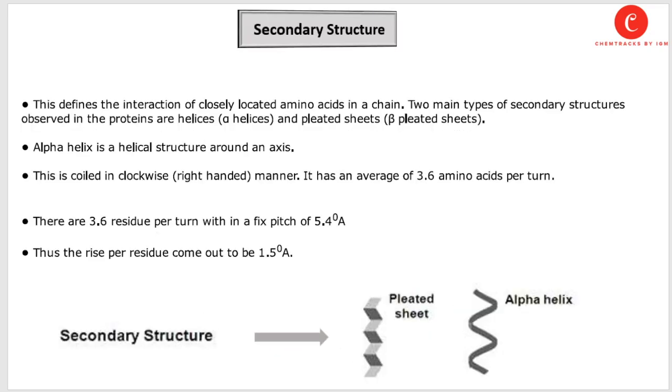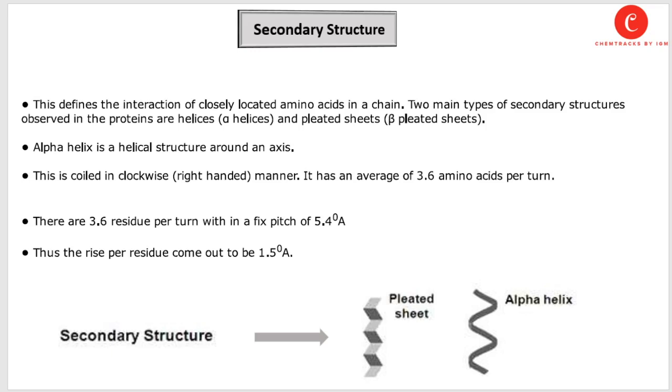Next is secondary structure. This defines the interaction of closely located amino acids in a chain. Two main types of secondary structures observed in proteins are helix and pleated sheets. Alpha helix is a helical structure around an axis. This is coiled in a clockwise manner.